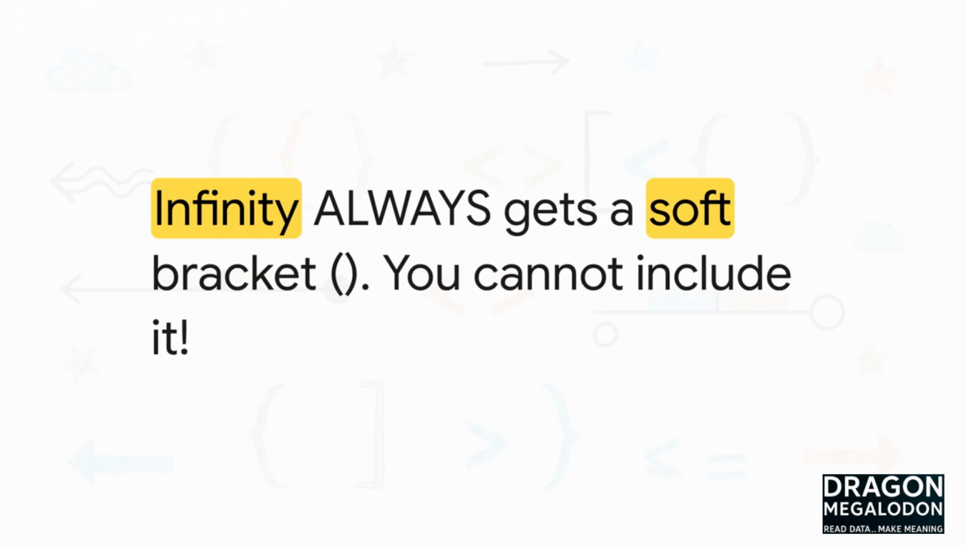So whether your variable is scaling to positive infinity or dropping to negative infinity, you have to cap it with a soft bracket. If you try to trap infinity in a hard bracket, your syntax is instantly invalid. Your compiler throws an exception and your runtime fails. Period. Always use a soft bracket for infinity.